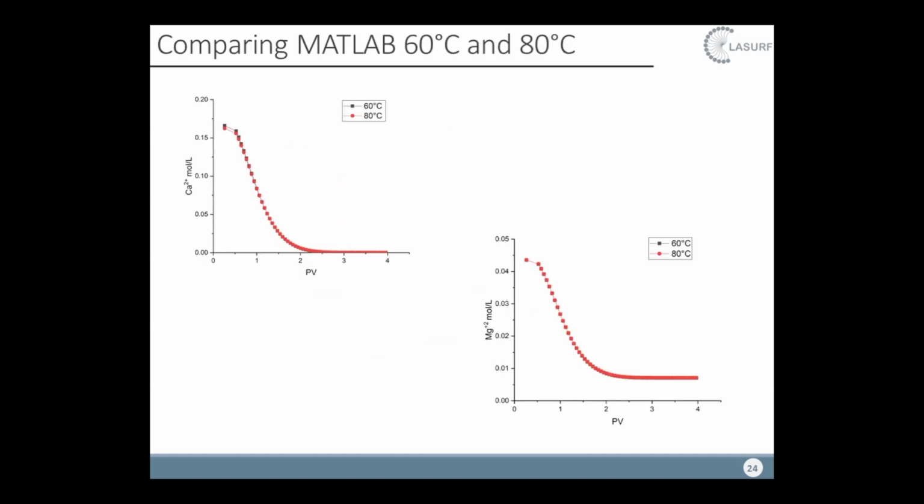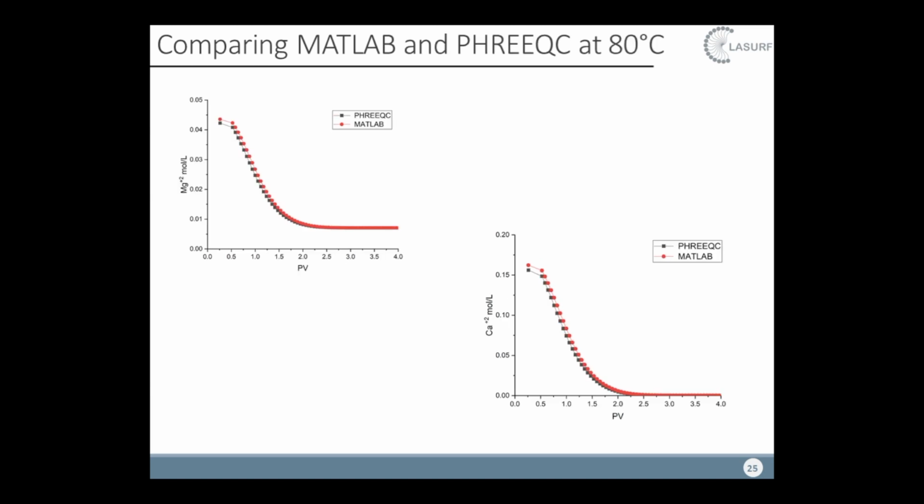So we try to extrapolate our results. We try to compare the results at 60 degrees and 80 degrees to see if you get any difference. In MATLAB, you don't see any difference at all. So we try to compare the results of MATLAB and FREAK to see if it's still matching. We have a good agreement, and we're satisfied with what the simple model can achieve.